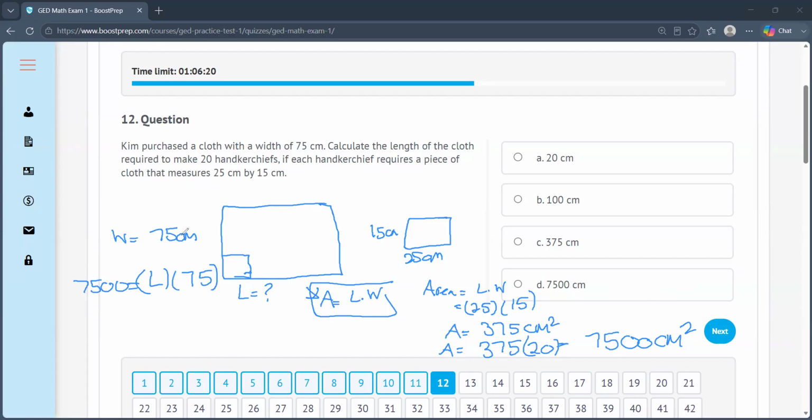Okay, now it's easy. Now you want to solve for L because we want to isolate L. So how do I isolate L? I have to get rid of 75. Do not subtract 75. This is multiplication, so do the opposite. You're going to divide both sides by 75. So this cancels, and you're left with L equals 7,500 divided by 75. That is 100. So the length of this larger cloth is 100 centimeters. B.